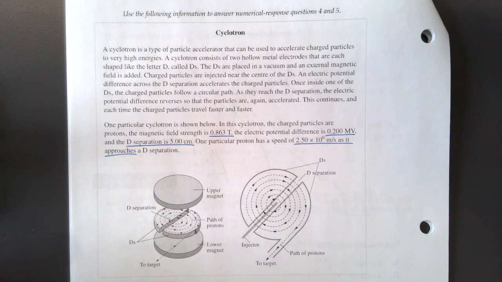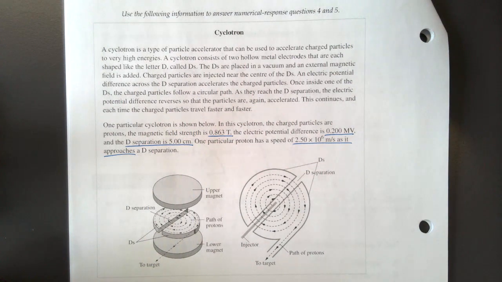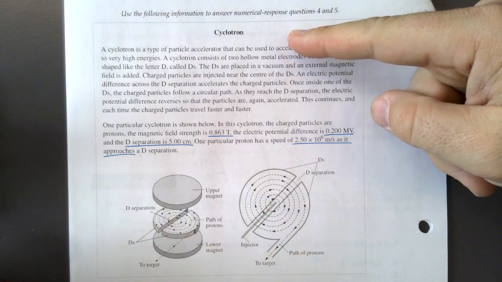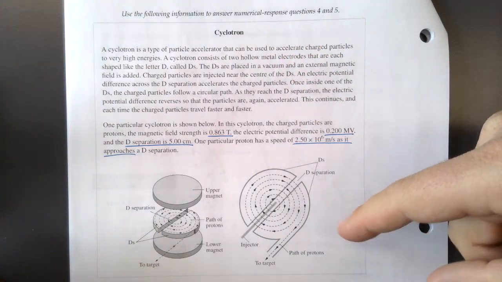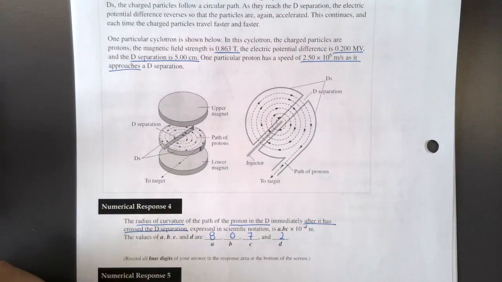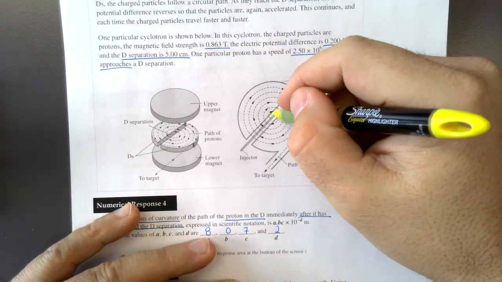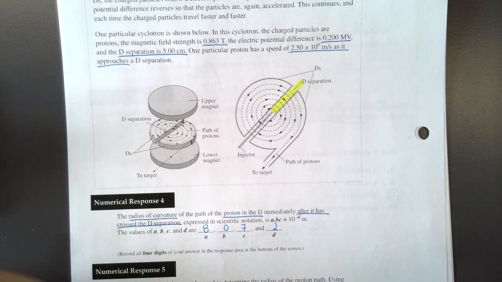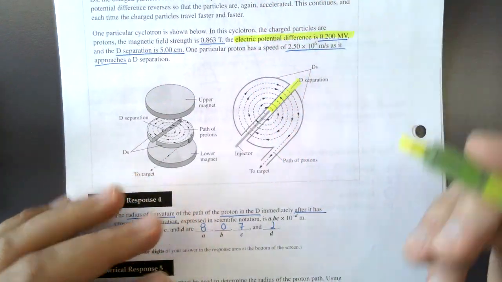Hey, it's Mr. K, Physics 30, Unit B, Part 2, numeric response 4 and 5 is what we're looking at. Cyclotron. Bunch of information, bunch of numbers, beautiful picture. Here we go. So the most important part here is to recognize that there is a separation and that separation has an electric potential difference.